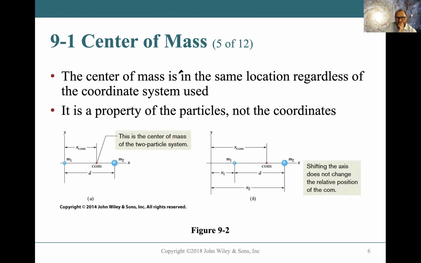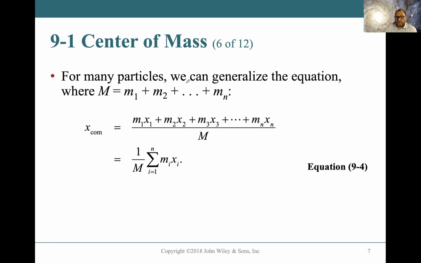The center of mass is in the same location regardless of the coordinate system used. So whether or not you set the origin of your coordinate system at the center of mass or the center of the Sun, it doesn't matter. You can move back and forth between these two systems. The position is not affected by your coordinate system, as it should be. Now we could do this for any number of particles. So here we could fill this in for the mass of all the planets.